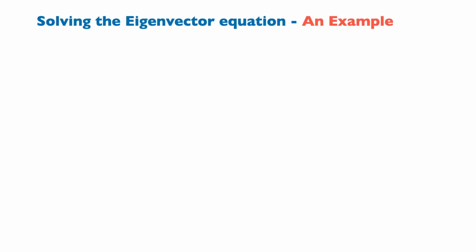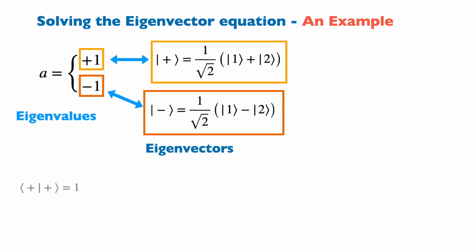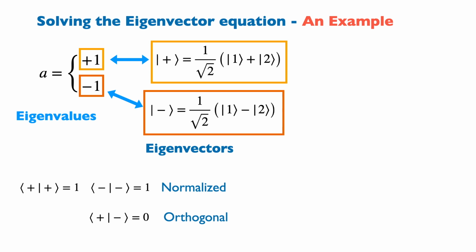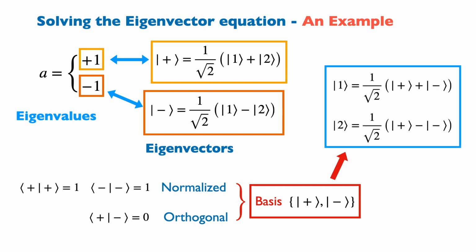Let's summarize all our results. Both the plus state and minus state are normalized. They are also orthogonal to each other. Together, they form a new basis, as can be seen by the fact that the original 1-2 vectors can be expressed in terms of the plus-minus states.